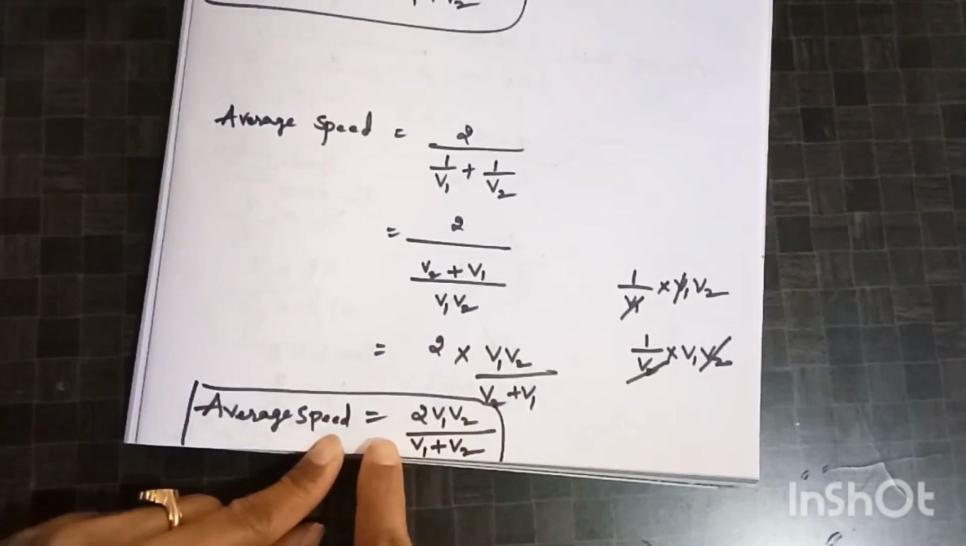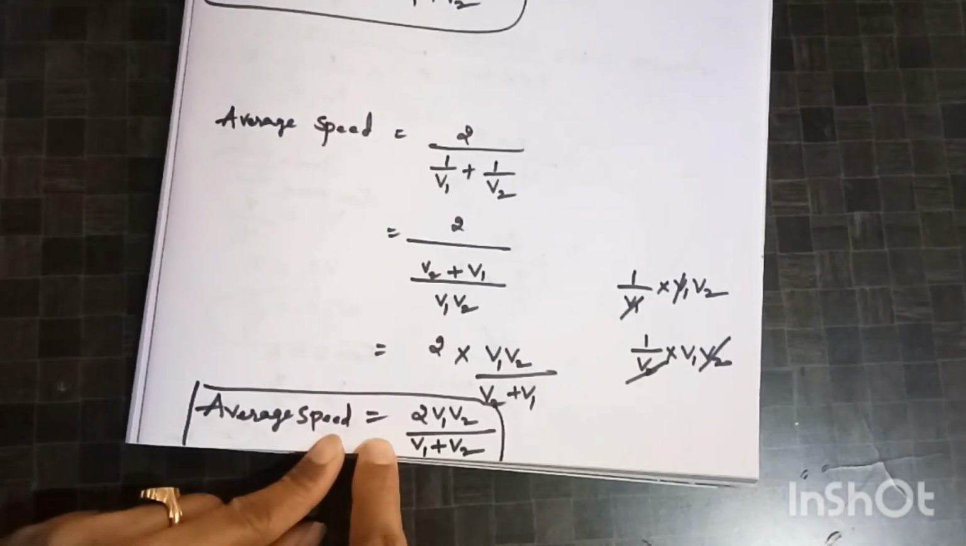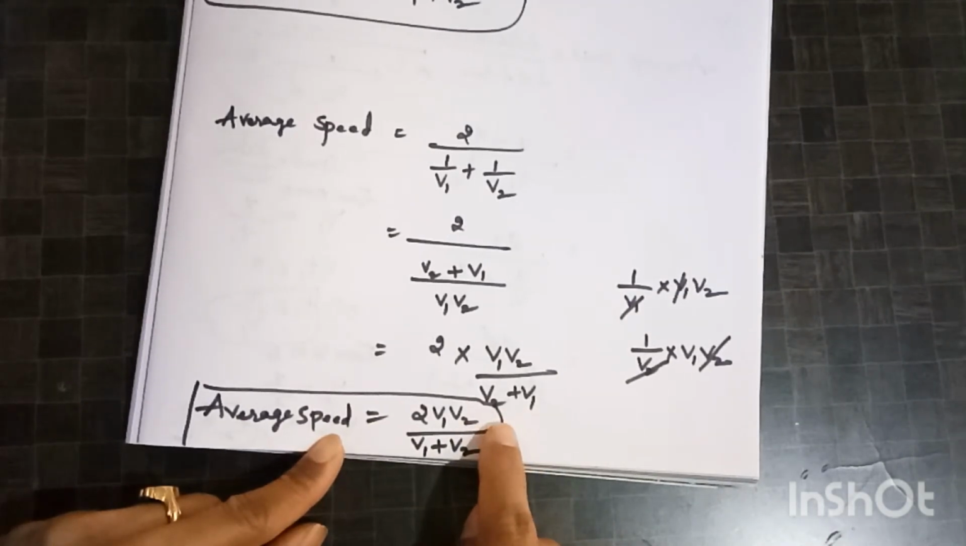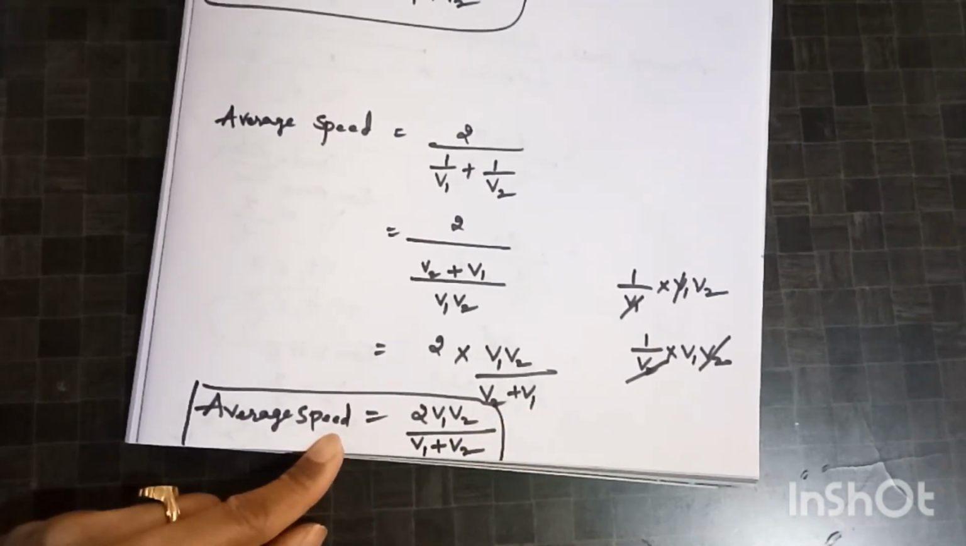So this is the average speed of total motion if a body is traveling the first half of the distance with speed v1 and the second half of the distance with speed v2. The average speed of total motion will be 2 v1 v2 by v1 plus v2.